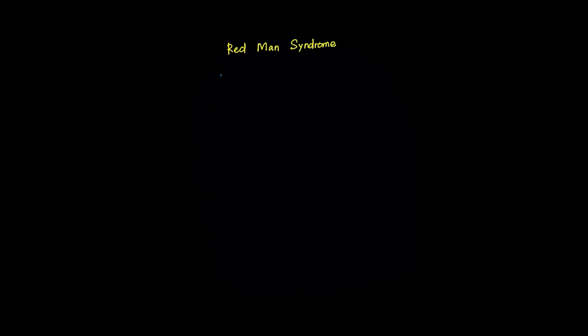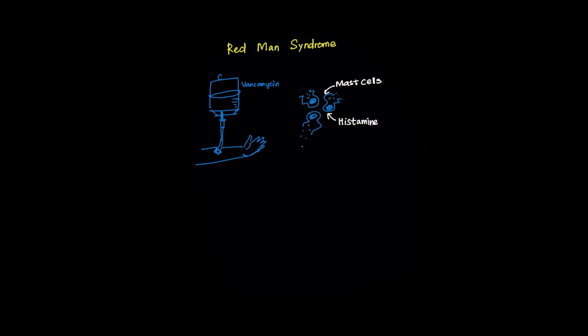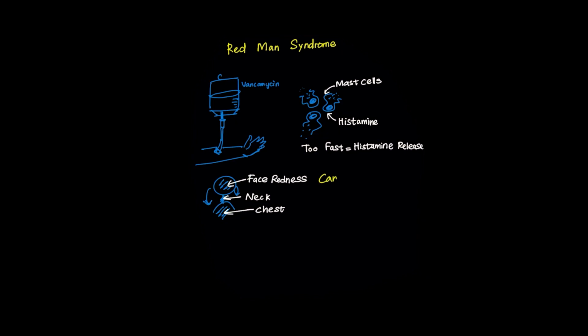Redman syndrome is a critical infusion reaction you must recognize immediately. When vancomycin infuses too rapidly, it triggers massive histamine release from mast cells throughout the body. This histamine surge causes the characteristic red flushing that starts on the face and neck, then spreads across the chest like a red tide. The reaction can progress to severe hypertension and shock if not stopped immediately.